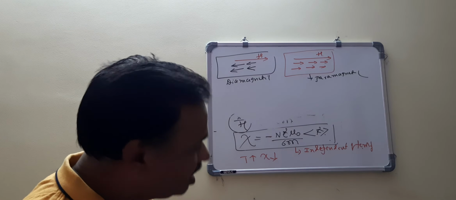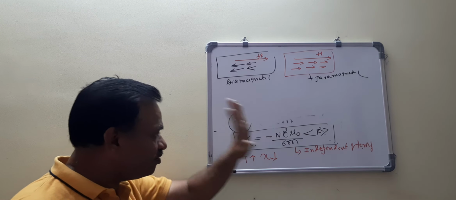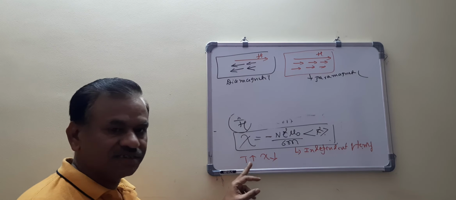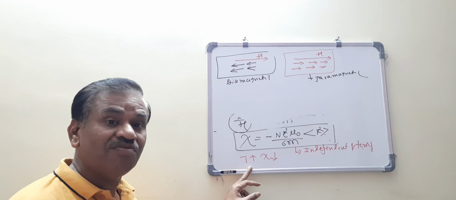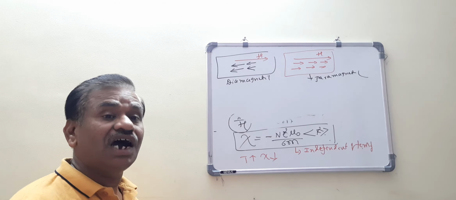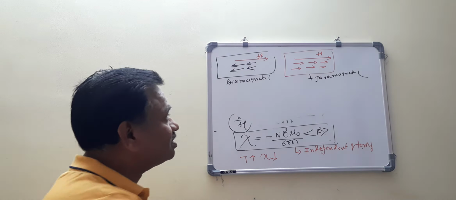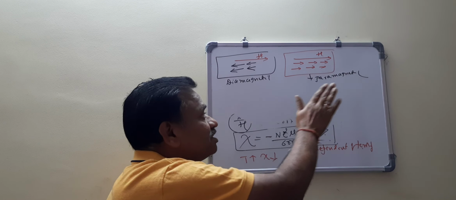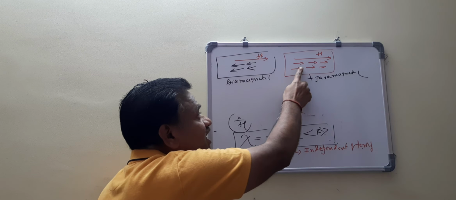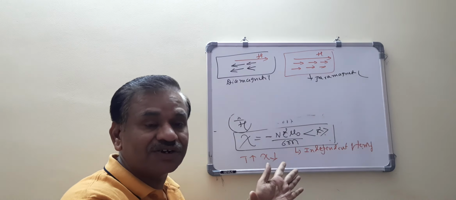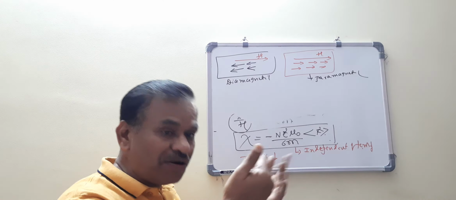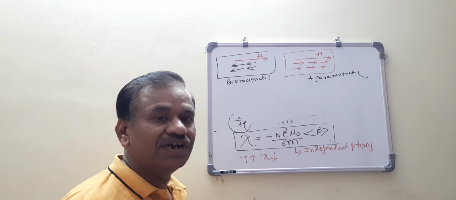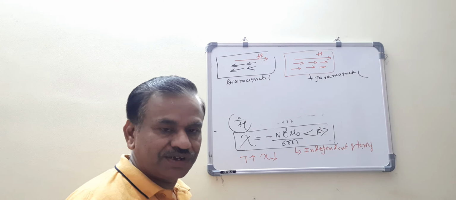Remember, lastly, diamagnetic material is independent of temperature, but paramagnetic material is not like that. As temperature increases, the thermal agitation increases. As thermal agitation increases, these dipoles will not orient in the same direction; they start orienting in random directions. As a result, M decreases. As M decreases, susceptibility also decreases. Okay, now stop it.